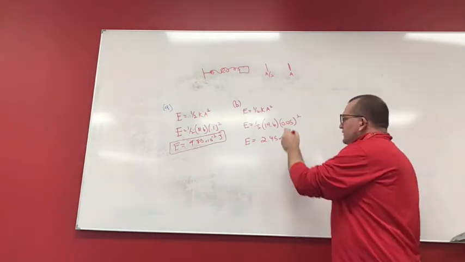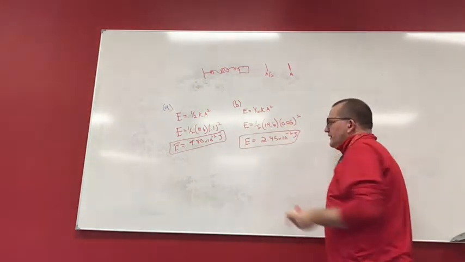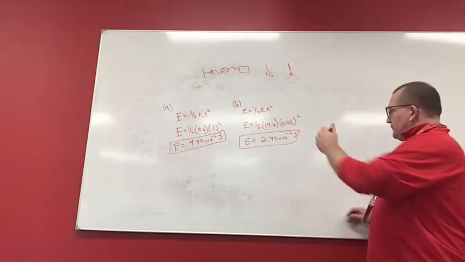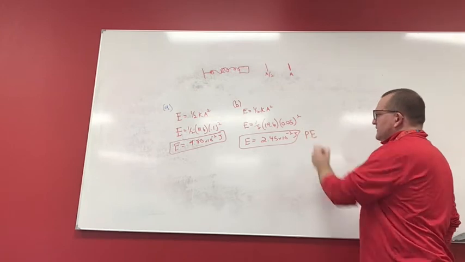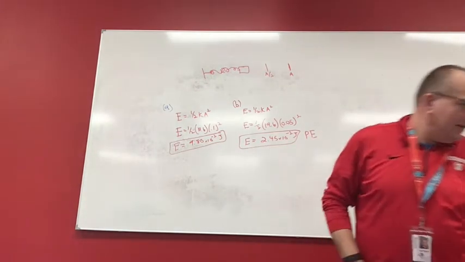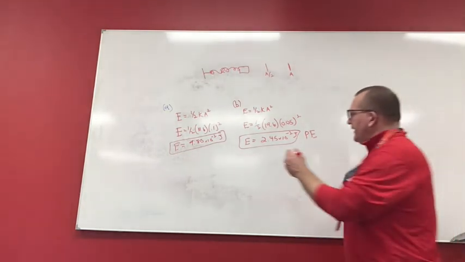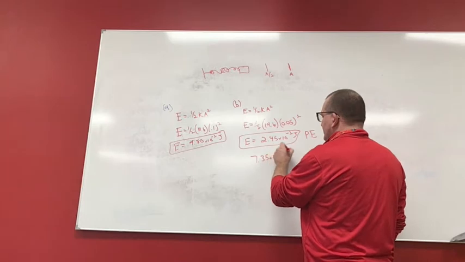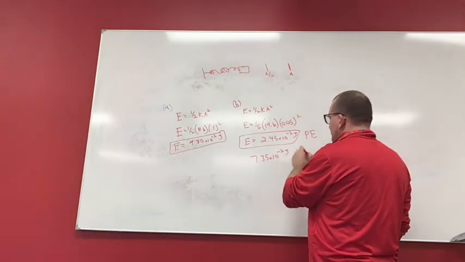joules. So this, okay, is based on position, right? So that's going to be our potential energy at half. To find our kinetic energy, we just take this number minus that number, and you get 7.35 times 10 to the negative 2 joules of kinetic energy.